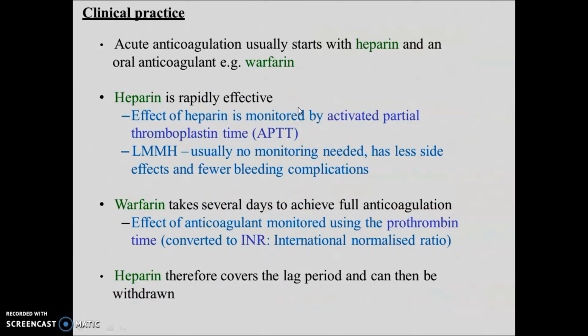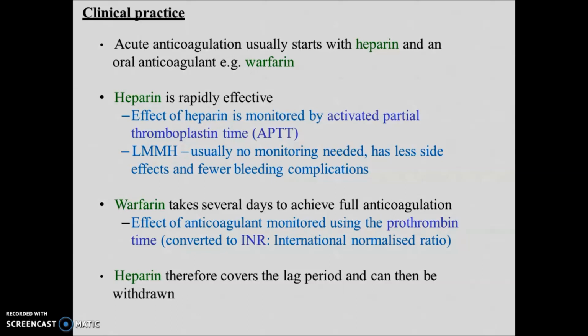Now let's talk about how to give such drugs. Fine. So as I have told you, you start the treatment with heparin and continue with the oral anticoagulant, most commonly warfarin. Now if we give the patient heparin, why do we give it? Because it is rapidly active. So when we give heparin, we have to monitor the heparin levels. We monitor with the help of APTT, that is activated partial thromboplastin time.